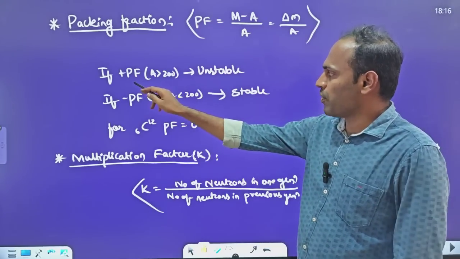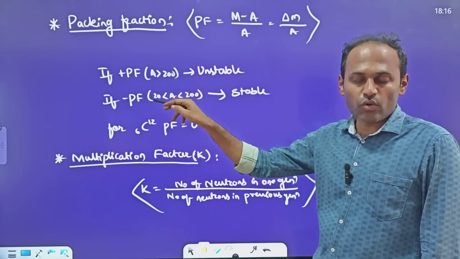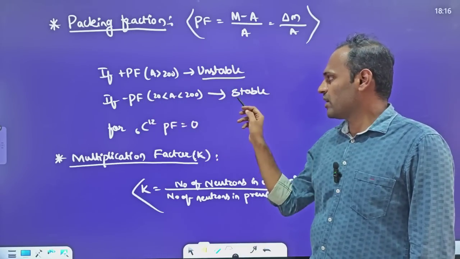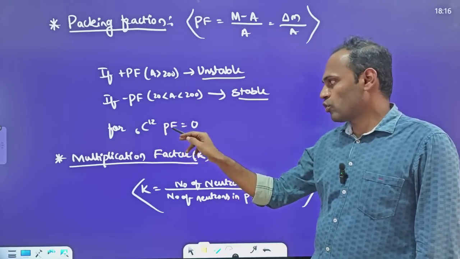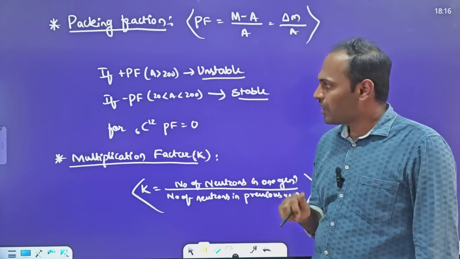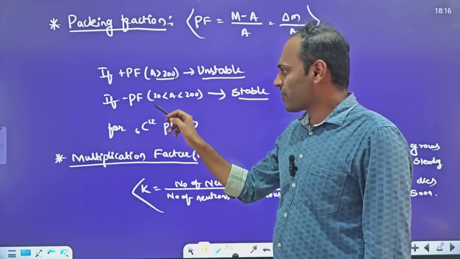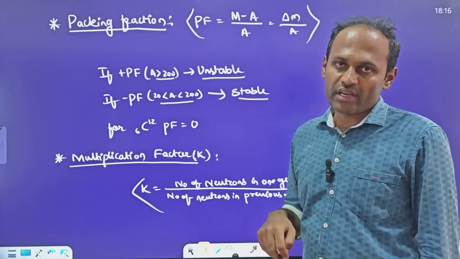If packing fraction is positive, and it will be positive for nuclei which are having mass number greater than 200, then the nucleus is said to be unstable. If it is negative, the nucleus is said to be stable. And for C12, the carbon-12 isotope, packing fraction is 0, right? Packing fraction will be positive for nuclei having mass number greater than 200. Packing fraction will be negative for nuclei having mass number greater than 20 and less than 220, right?